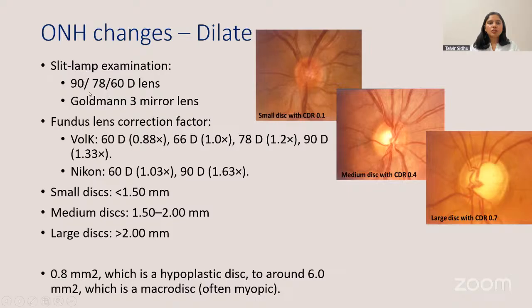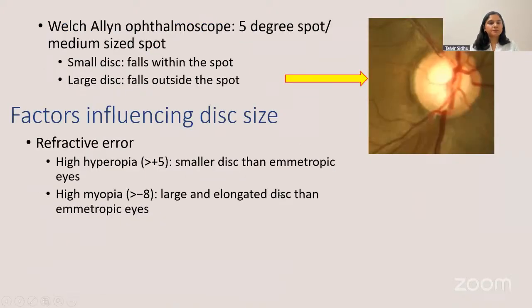The examination can be done with a 90D or a 78D lens. You can measure the size of the optic disc on the graticule of the slit lamp. Small size discs are less than 1.5 millimeter and larger ones are more than 2 millimeter. And you must check the lens and the correction factor that you're using. For a 66D, there is no correction factor. For a 90D, there is a 1.33 correction factor.